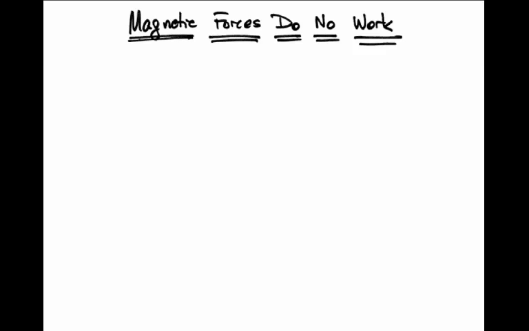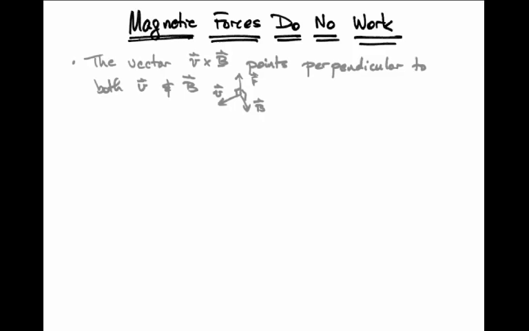It's an interesting fact that magnetic forces do no work on a charged particle. Doing work results in a change in kinetic energy, and we know that when a force vector points along the direction of motion, then an object speeds up. When a force vector points against the direction of motion, an object slows down.